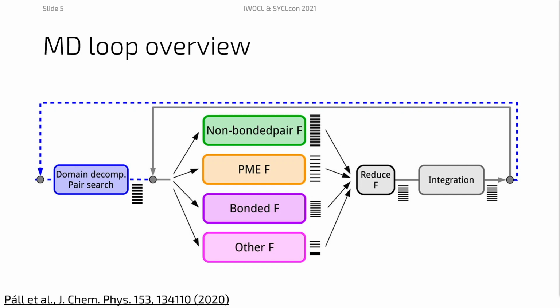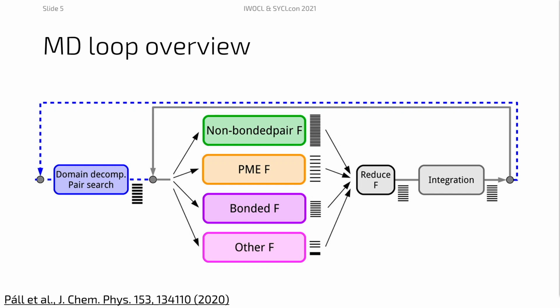Now, what exactly are we accelerating? Here is a schematic representation of an MD, molecular dynamics, main loop. The first stage, shown in blue, is in a way preparatory. We reassign particles to different domains, which is necessary for multi-node parallelism, and update the neighbor list. It is done every 100 or so iterations.